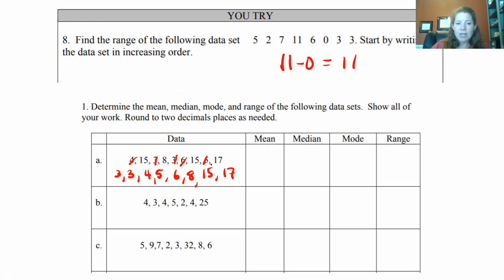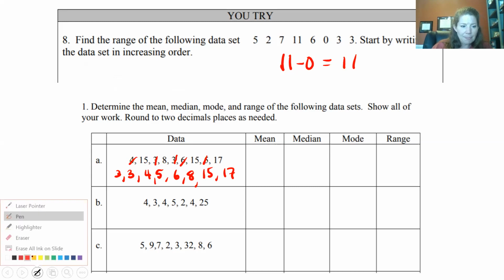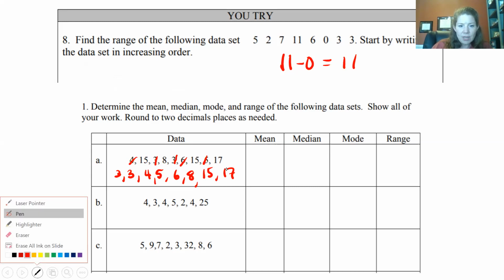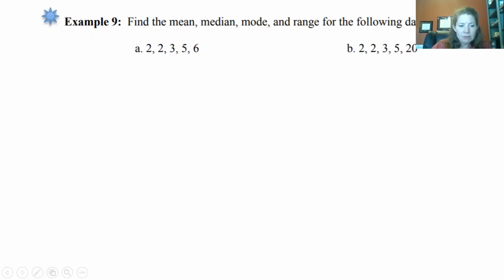And did you guys count how many you wrote down? I hope so. 1, 2, 3, 4, 5, 6, 7, 8. 1, 2, 3, 4, 5, 6, 7, 8, 9. Look at me, I missed a 15. That's why it's so important. There's 2.